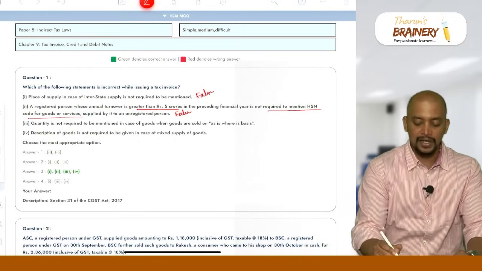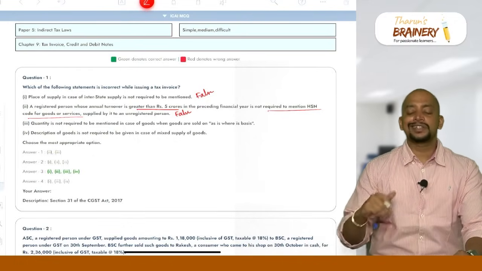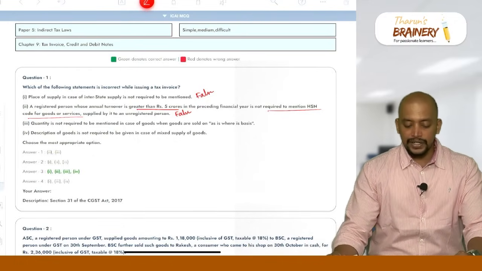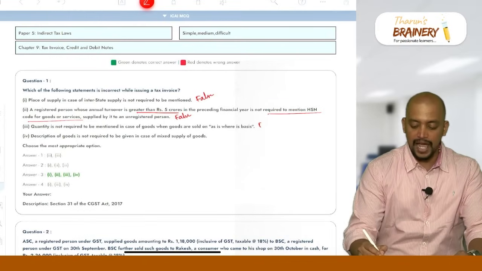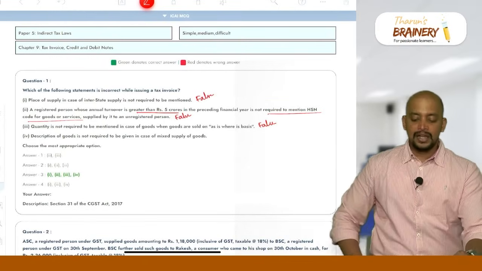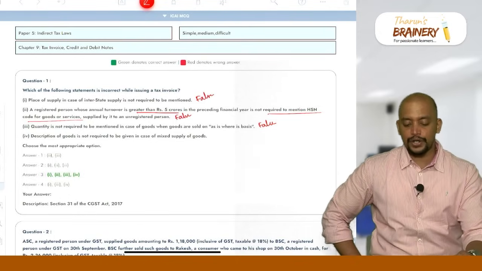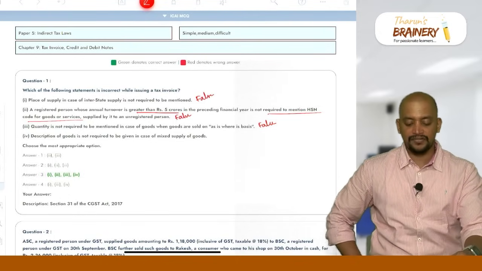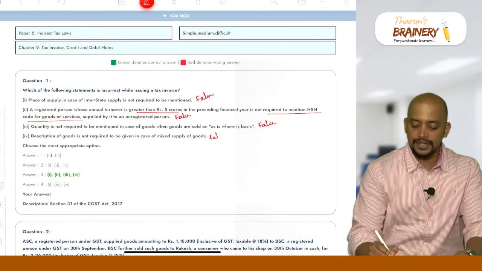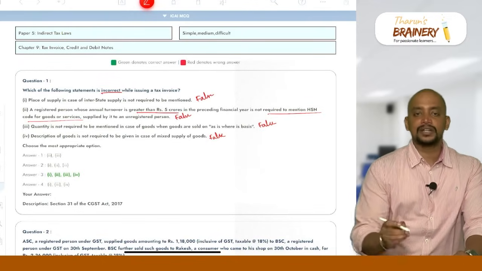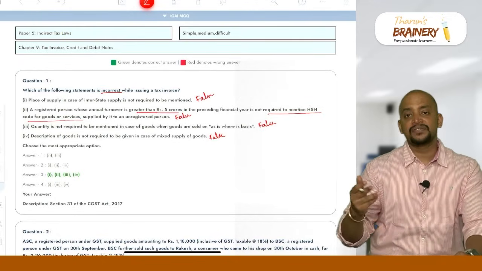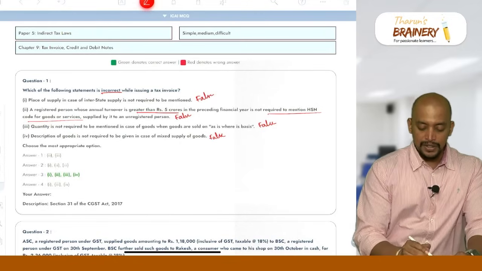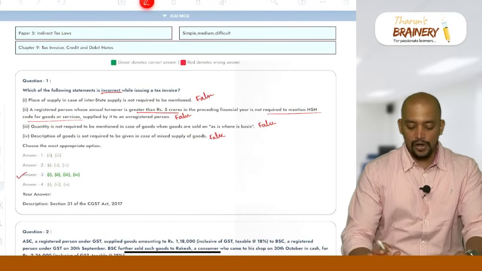They need to mention it. So for B2B or B2C, they need to mention 6 digits. Quantity is not required to be mentioned in case of goods when the goods are sold on an as-is-where-is basis. No, they have to mention the quantity. Then description of goods is not required to be given in case of mixed supply of goods. False. Always they need to give a description, and basically the description is that of the supply having the highest rate. So therefore option C, all these cases are incorrect statements.